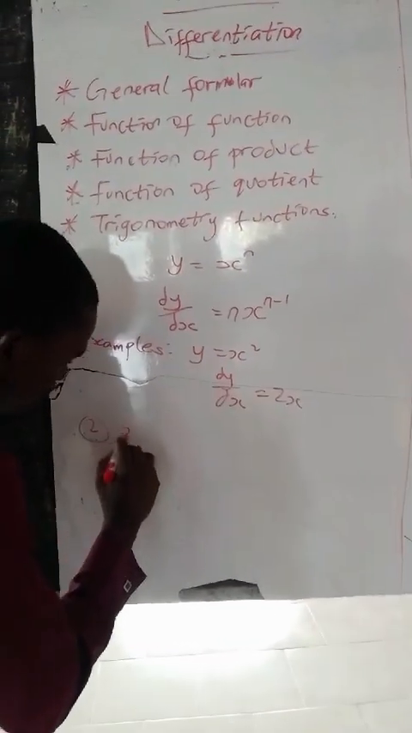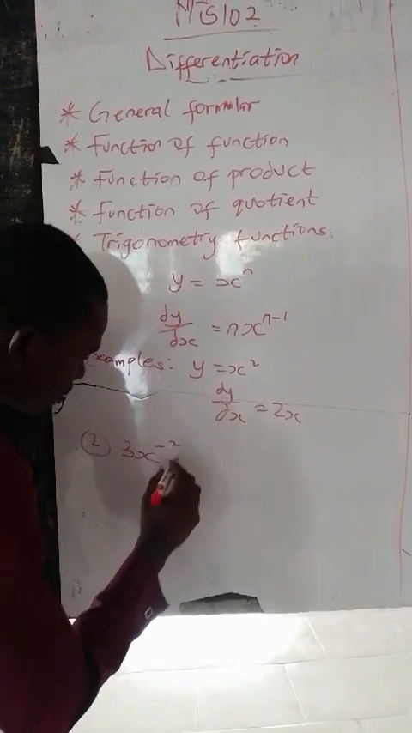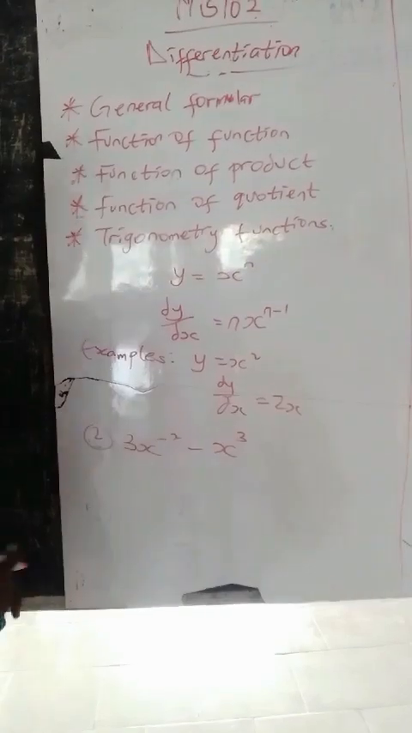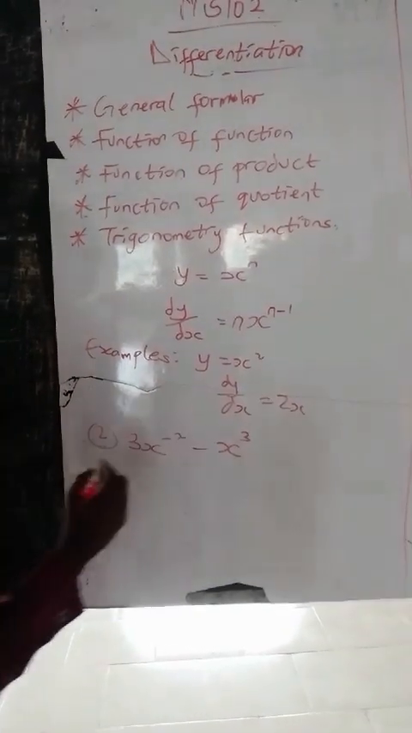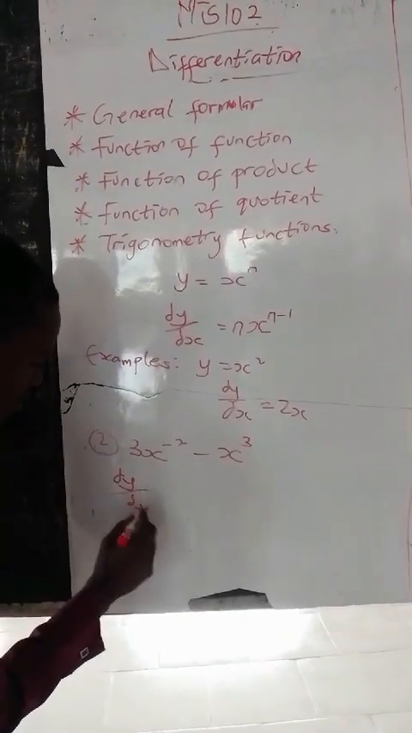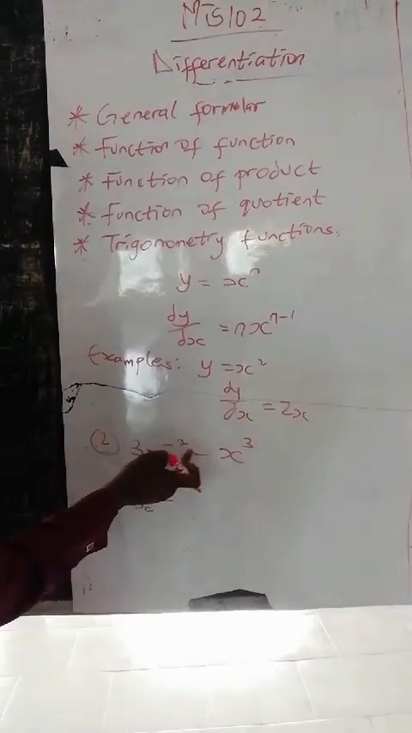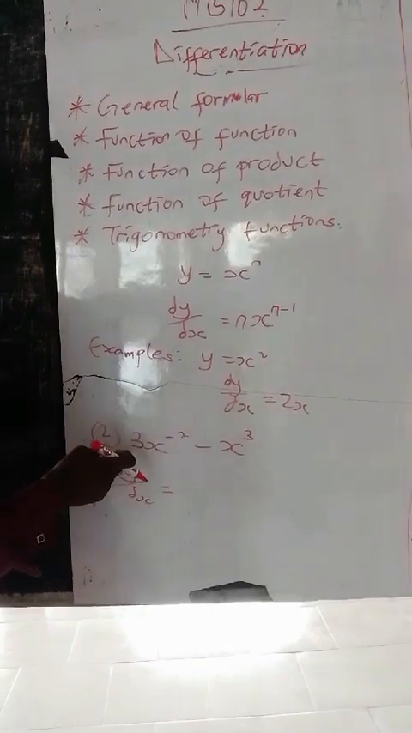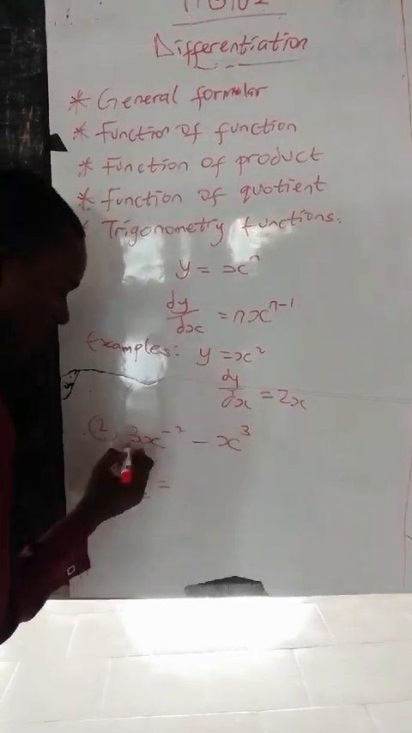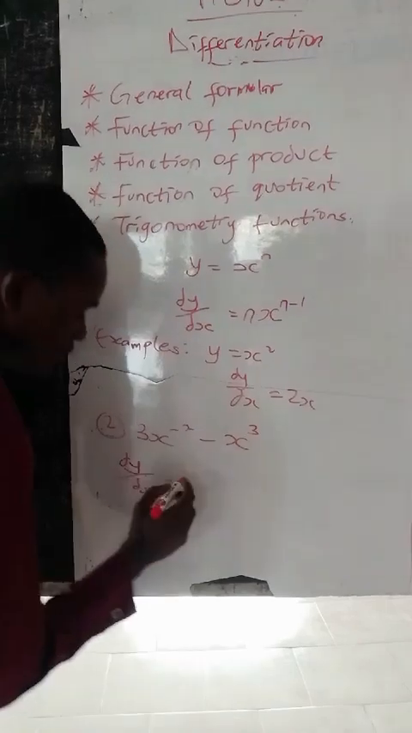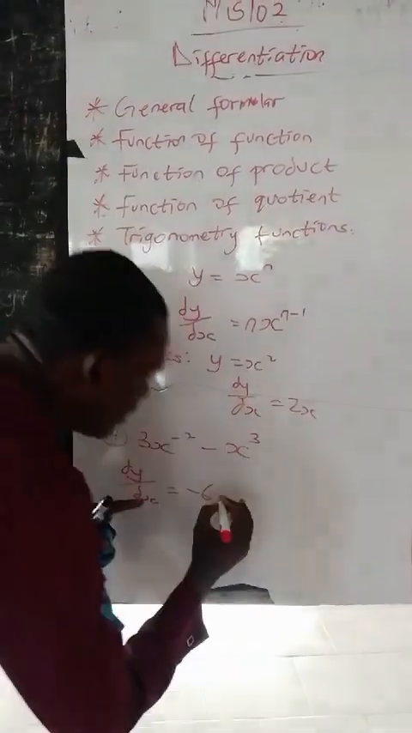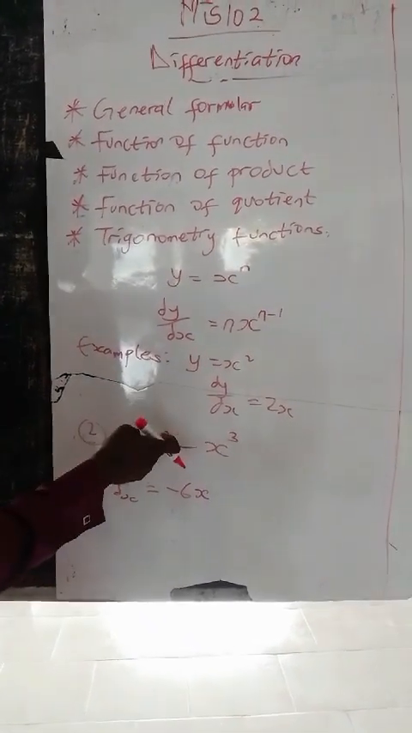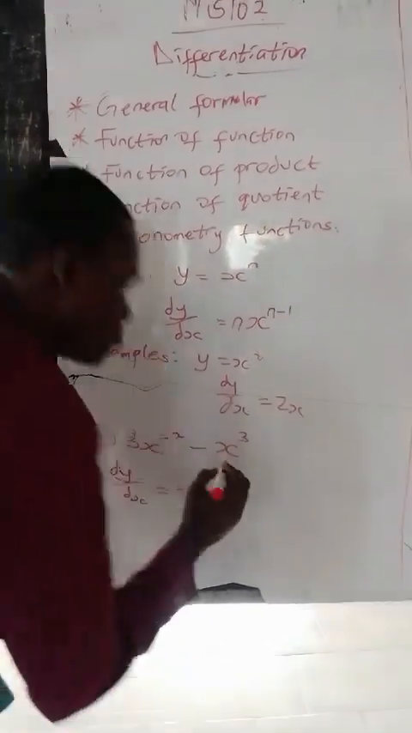Let's take another example. Let's assume we are being asked to differentiate this: minus x raised to power 3. This is how you differentiate this. dy over dx is going to be what? The power is what? Minus 2. You use it to multiply the coefficient of x, which is 3. That will be minus 2 times 3. That's minus 6. Then x raised to power, you subtract 1 from the power, which means minus 2 minus 1.